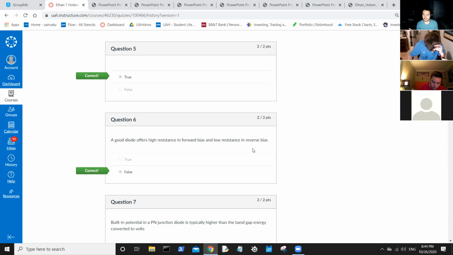A good diode offers low resistance in forward bias, because forward bias means you want stuff going through it. You want it to act as close to a wire as possible. And then when it is in reverse bias, you want it to get rid of as much current as possible. You want to minimize the amount of current flowing through it. So you want a super high resistance in reverse bias and a super low resistance in forward bias.